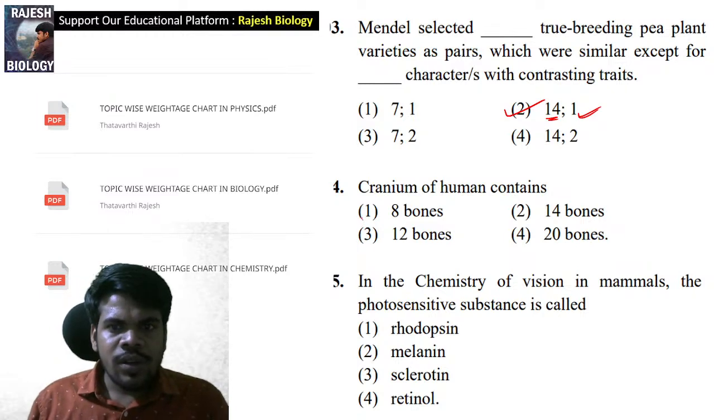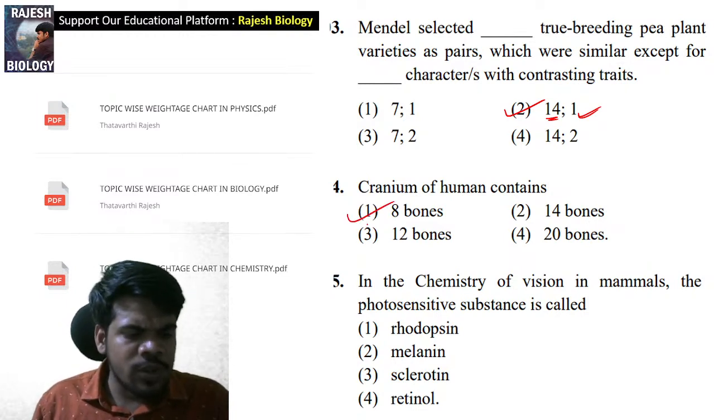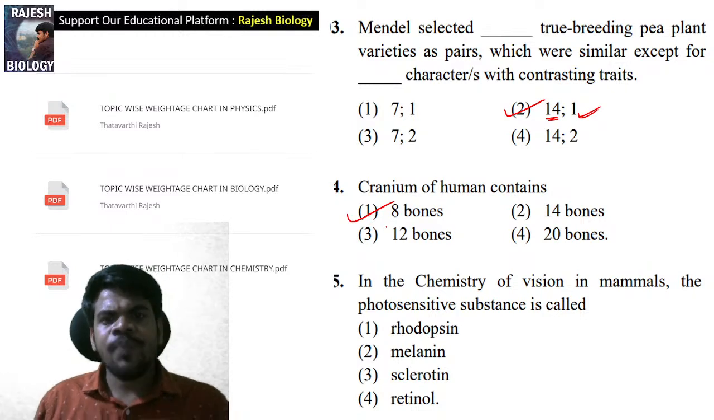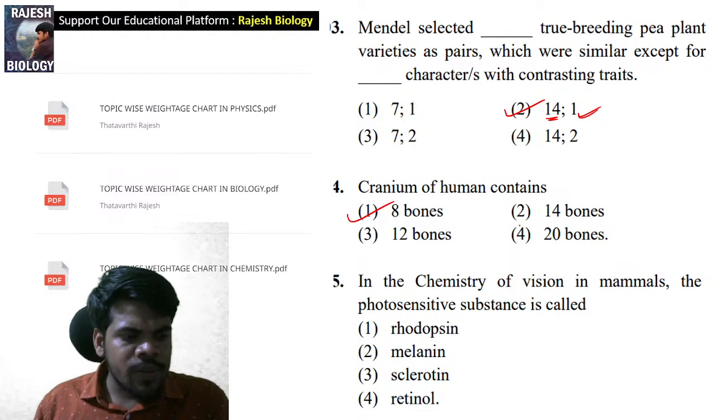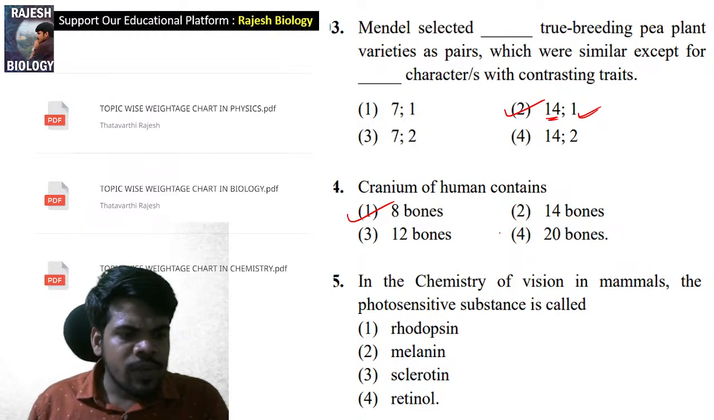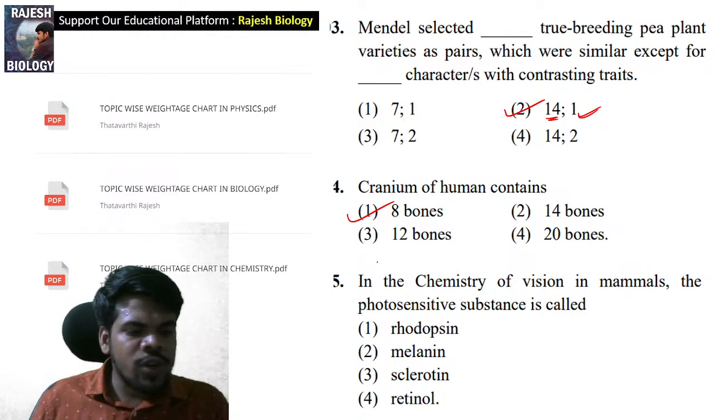Yeah, fourth question, the cranium of human. Nobody gives the answer. Okay, it is 8 bones. 8 bones in the cranium and 14 bones in the face. Together 22 bones are there. Yeah, Gnaneshwari, after I give the answer, you select that. Next, come to the fifth question.